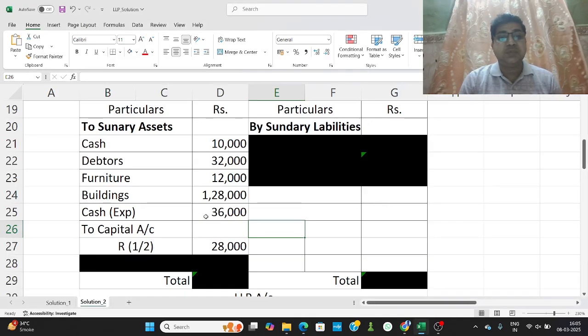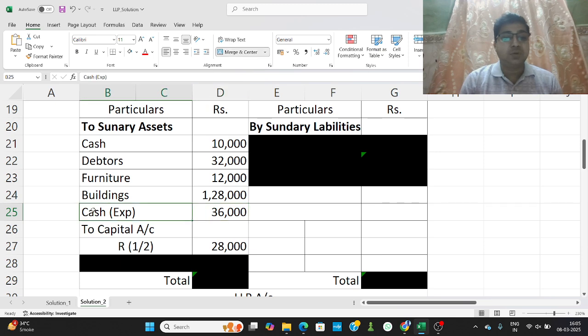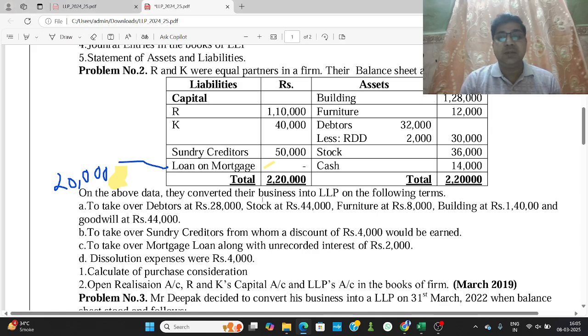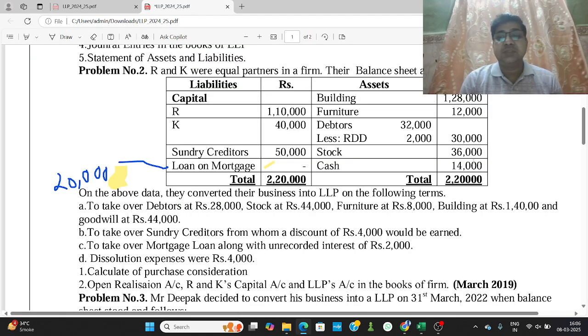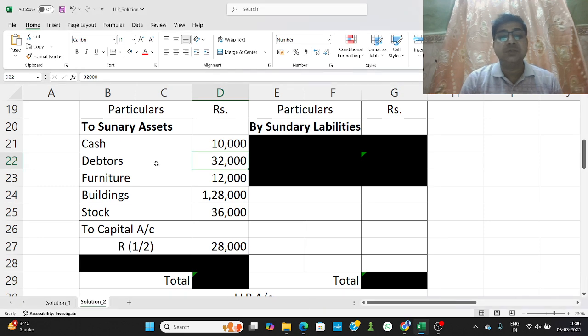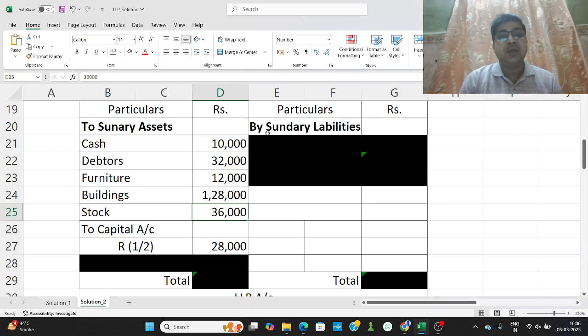Then whatever amount of stock was there, the stock is 36,000. You see that 1,28,000 building, then furniture 12,000, then debtors value 32,000, cash after deducting dissolution expense 10,000, and stock 36,000. These are the things we recorded in the realization account, credit side.